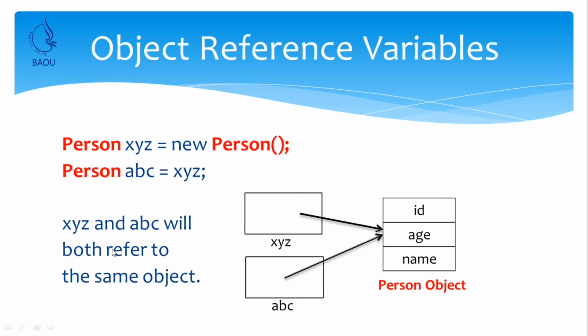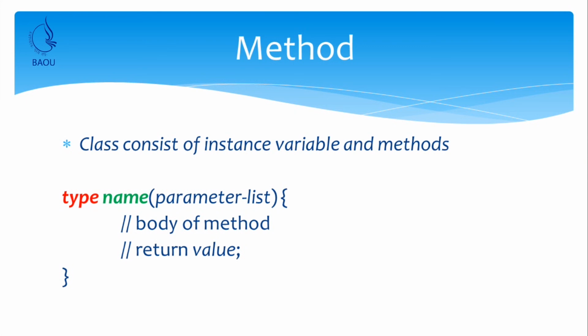So, you might be surprised to know that xyz and abc will both refer to the same object, and there is no different object like with an ordinary variable. Now, we discuss method in detail. Every method has a name. The name, which is shown here in green color, represents the name of the method.